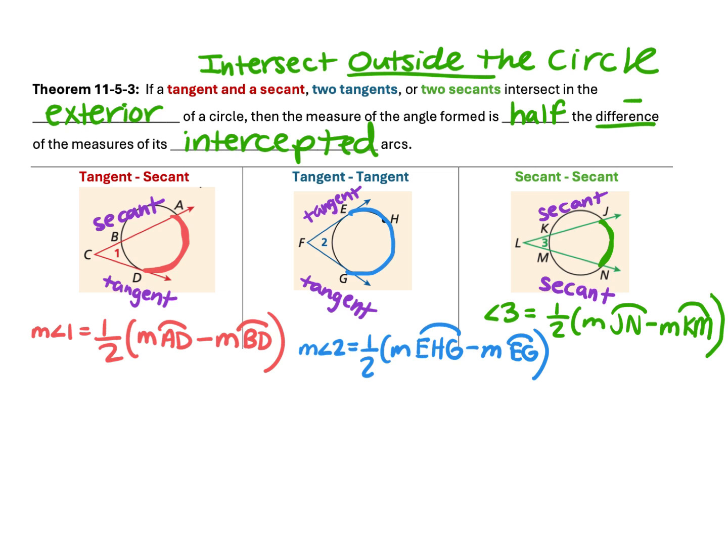When you do your CYU and your next assessment, you're going to notice that the problems are not in any specific order. You're going to have to be able to recognize whether the secant and tangent intersect on the circle, inside the circle, or outside the circle. Because depending on which case that is, that's going to tell you which theorem to use from this section 11.5.